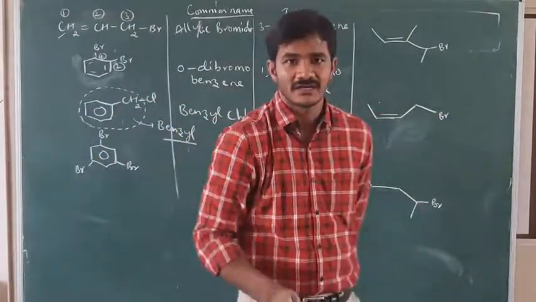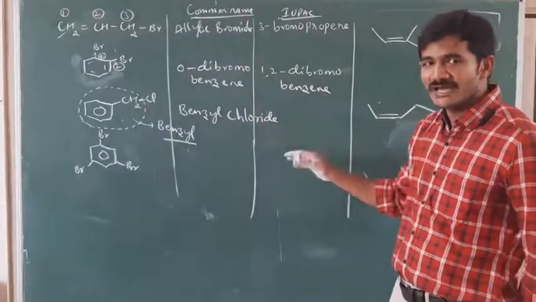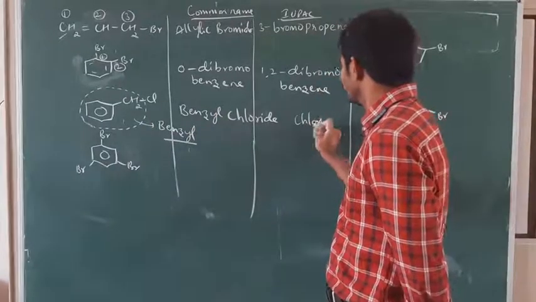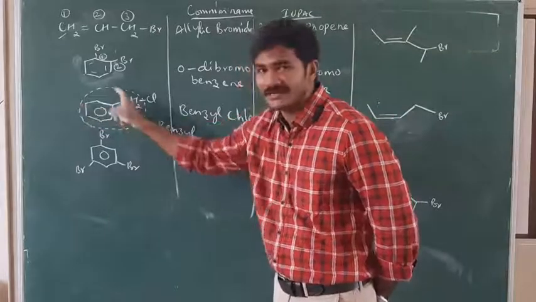Benzyl chloride. IUPAC name: the name should start with haloalkane. Which halo is it? Chloro. Here we cannot write chloromethane, because we have a substituent called phenyl.